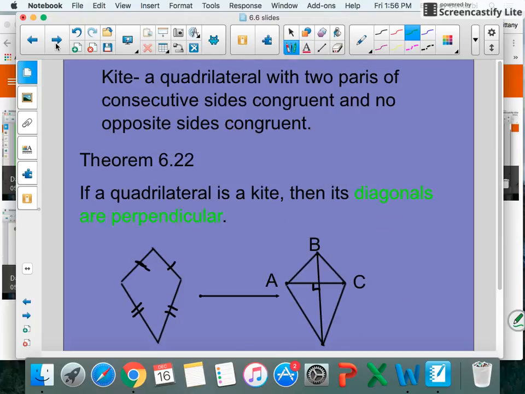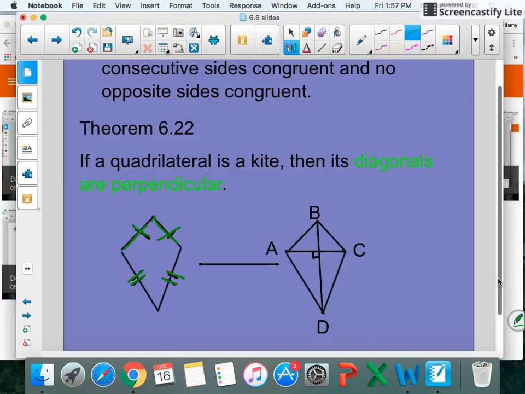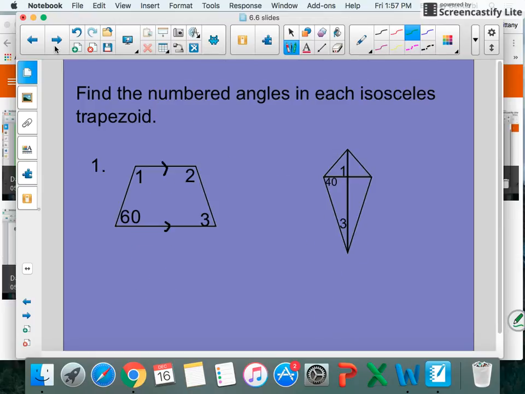And then lastly, we have a kite. A kite is a quadrilateral with two pairs of consecutive sides congruent and no opposite sides congruent. These consecutive sides here are next to each other for the kite, and then as well as these two consecutive sides. The theorem that we know about kites is that their diagonals are perpendicular. So the diagonals would cross each other and they would form those right angles.